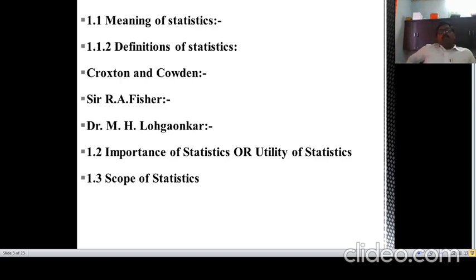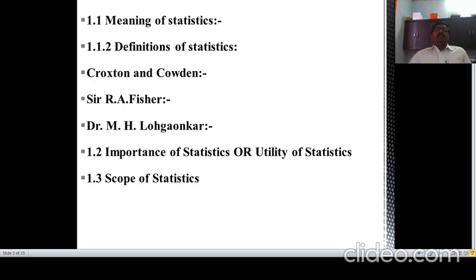Croxton and Cowden: Statistics or statistical methods are treated as a branch of science which deals with collection, tabulation, presentation, and analysis and interpretation of data. These points are important to define the statistics. Now, Sir R.A. Fisher has defined: Statistics is a branch of applied mathematics which specializes in data.